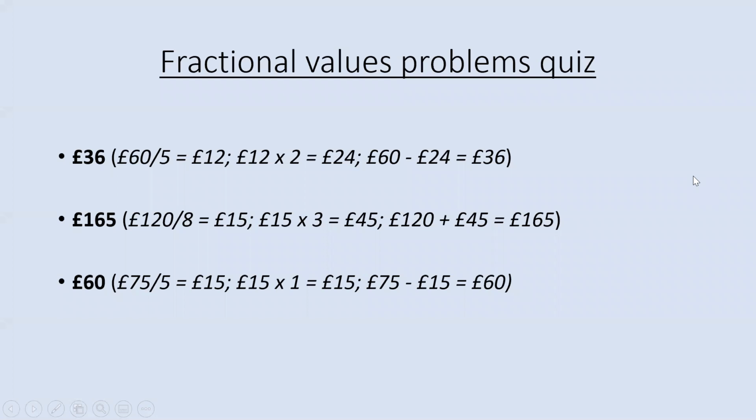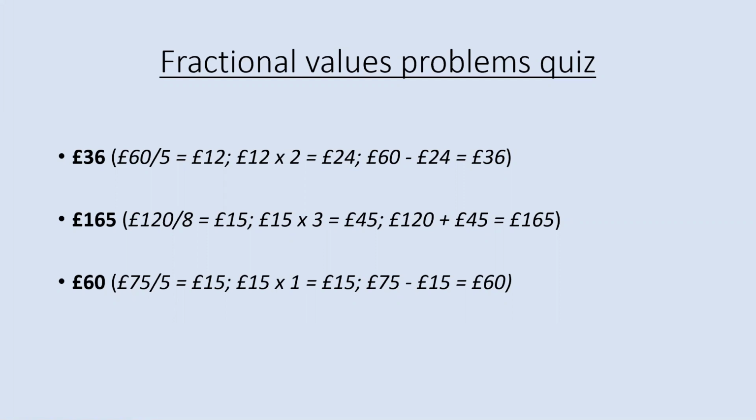Okay, so the price of the coat was reduced to £36 in the sale. So it was reduced by 2/5. So 60 divided by 5 equals 12. 12 times 2 equals 24. 60 take away 24 equals 36.